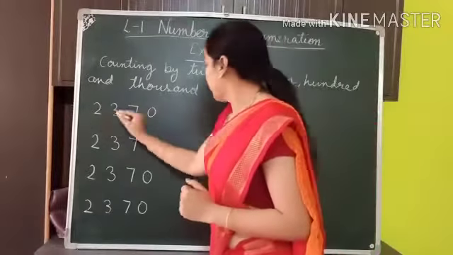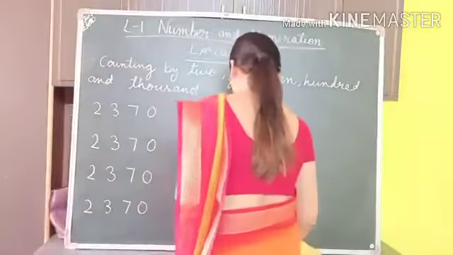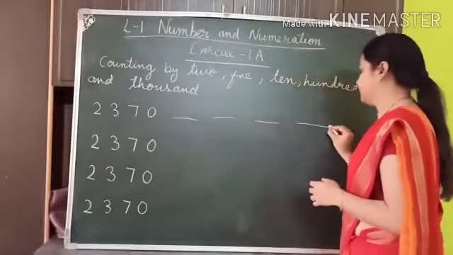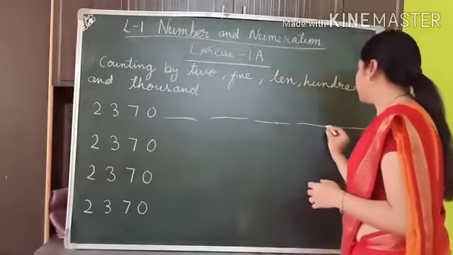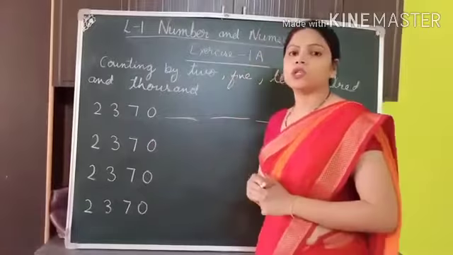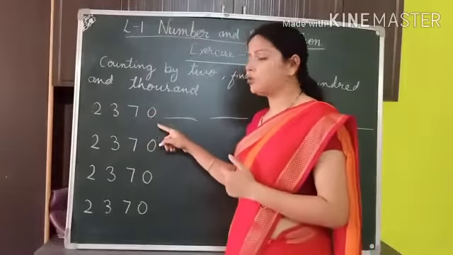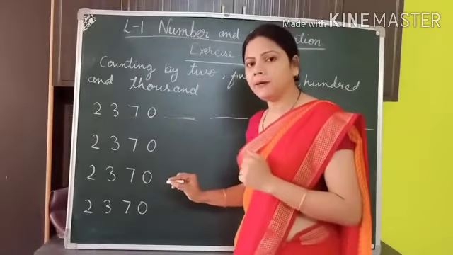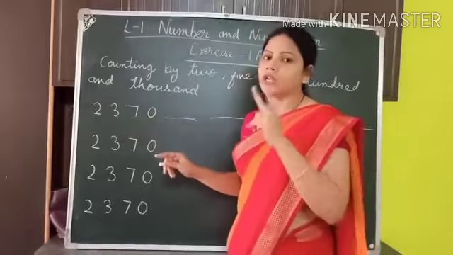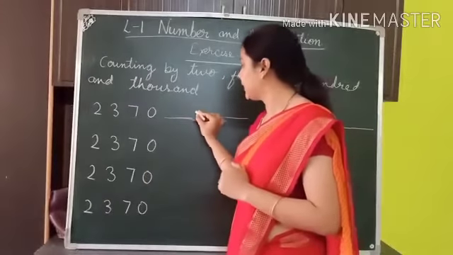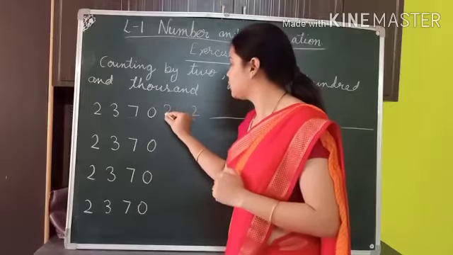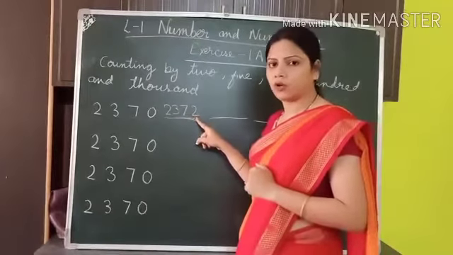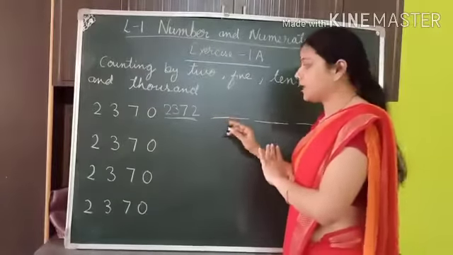Okay, suppose I have to complete this; I have given blanks here. And I have to fill these blanks by counting by 2. So how will I do it? I have to add 2 to the number which is placed at the 1's position. At the 1's position, which number is there? Yes, 0. So we have to add 2 to 0. Which number will we get? Number 2. Here we will write 2372.